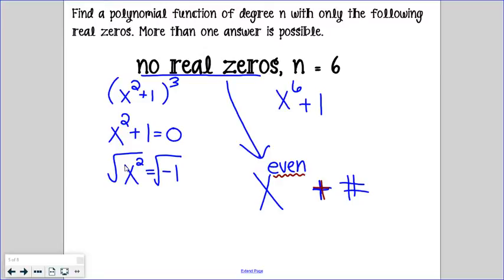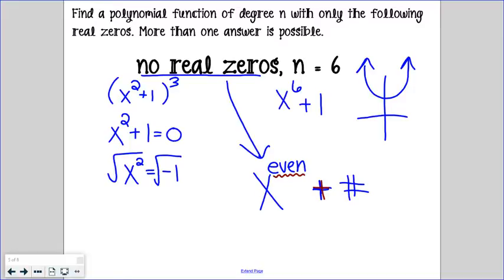Think about end behavior. If I have an even positive degree moved up 1, the ends of my graph are both going to head up. A zero means where it hits my x-axis, and I don't hit my x-axis because the ends are headed the same way, both up. It's moved above my x-axis. It'll never hit my x-axis. That's why there are no real zeros.